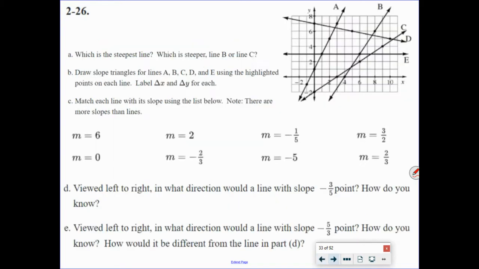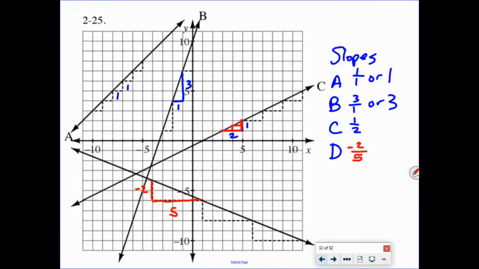So let's go back to this. Let's see this. Oh, wrong ones. Sorry. There. Her statement was, the bigger the slope, the steeper the line. Do you agree with that or do you not? The bigger the slope, the steeper the line. Well, let's see. Line B has the biggest slope, doesn't it? Is it the steepest line? Yes, it is.